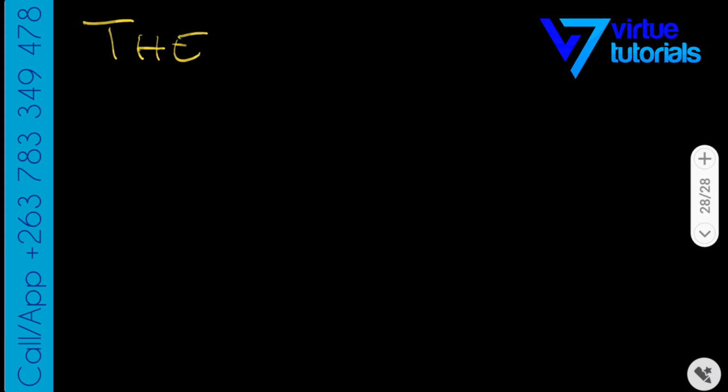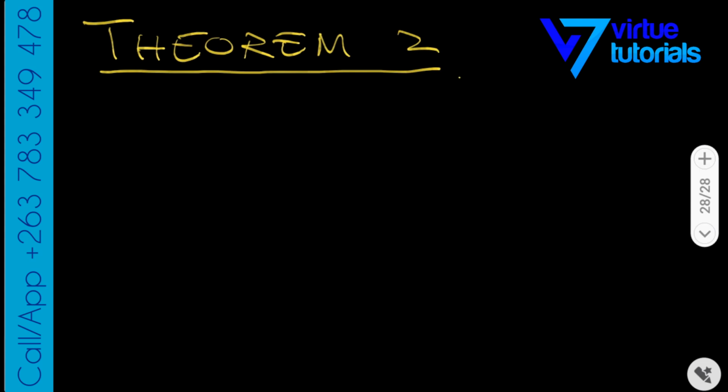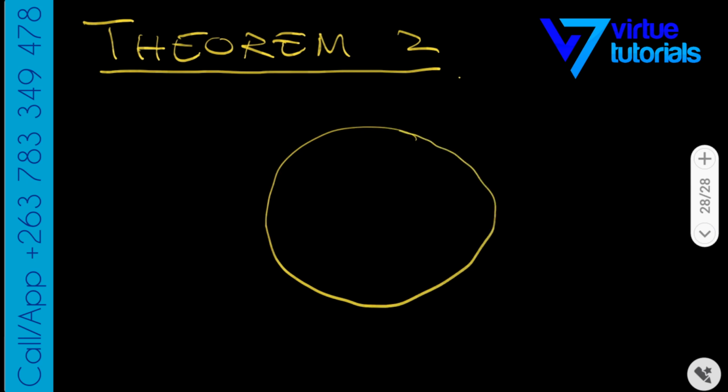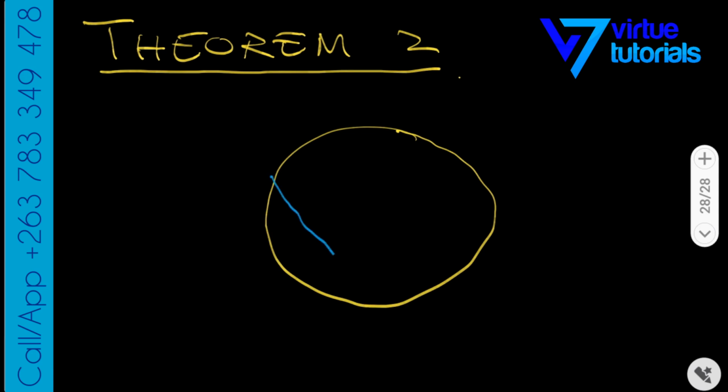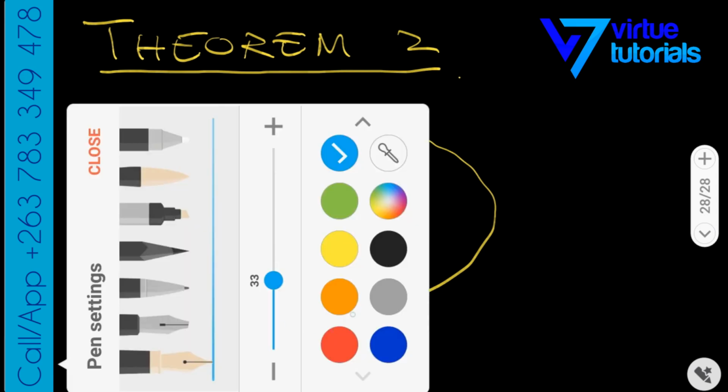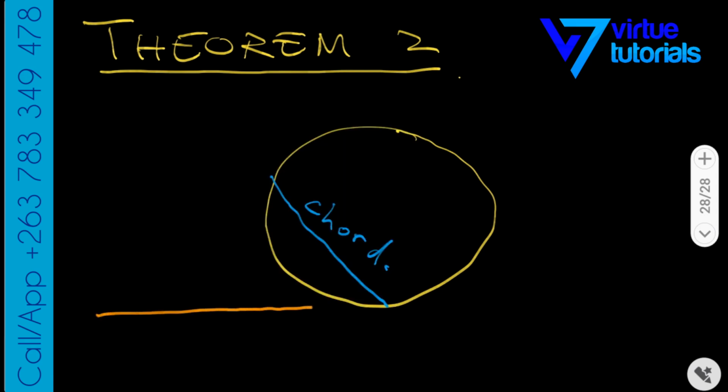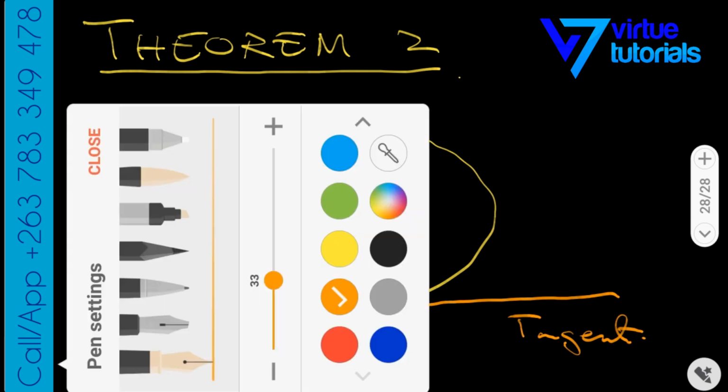Theorem 2 for the tangents. If I have a circle again, and then in this case I do not have a radius, instead I have a chord, and then I have a tangent. So in this case my tangent is meeting with a chord. In theorem 1, my tangent was meeting with a radius. In theorem 2, my tangent is meeting with a chord.